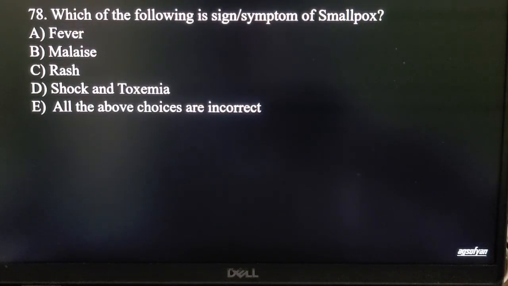78. Which of the following is a sign and symptom of smallpox? So this is a DNA virus, chapter 24. Fever, malaise, rash, shock, and toxemia. All the above choices are incorrect.